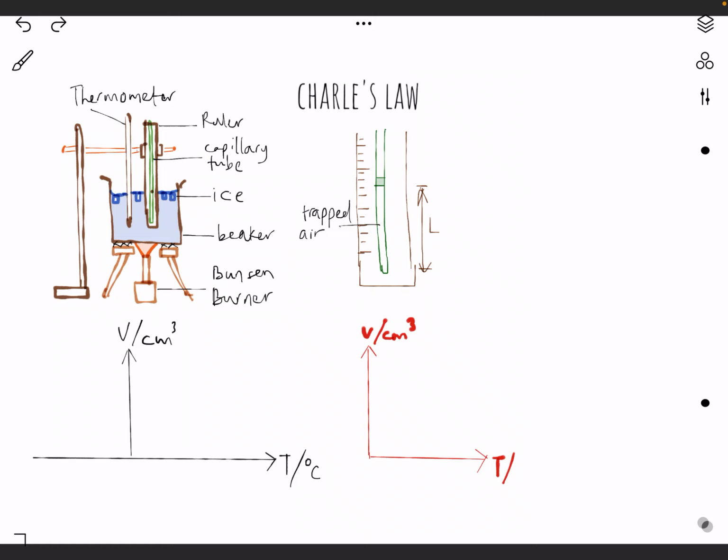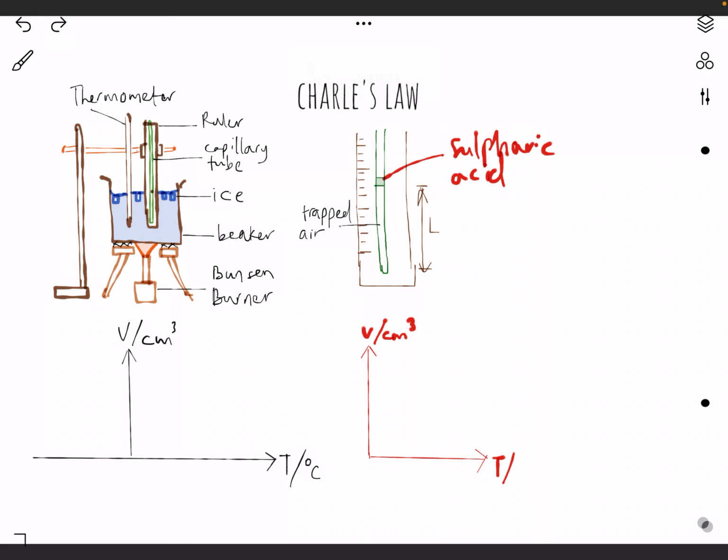Now, the experiment is started with the temperature of 0 degrees Celsius. So at 0 degrees Celsius, we have the length of L over here. The length here represents the volume of trapped air. And then you can see here, this is sulfuric acid. The sulfuric acid prevents the trapped air from escaping, so that the trapped air can be measured, and it is represented by L.